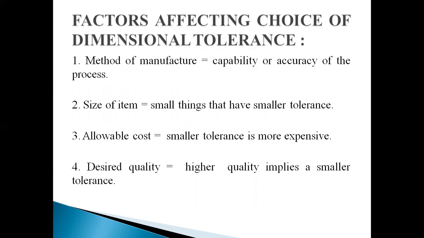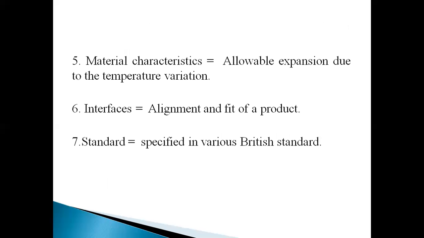Third, allowable cost. Smaller tolerance is more expensive. It means small-size products are more expensive than others. Fourth, desired quality equals higher quality implies a smaller tolerance. Fifth, material characteristics equal allowable expansion due to the temperature variation.